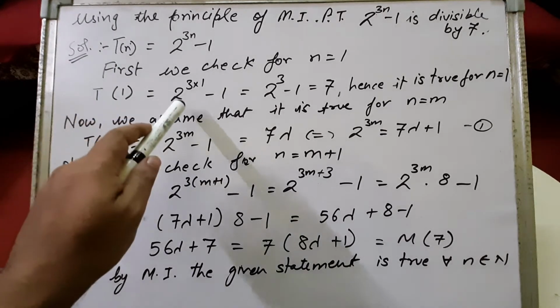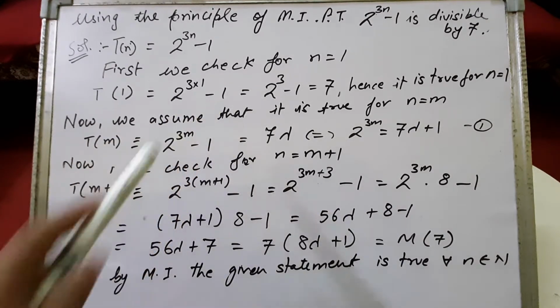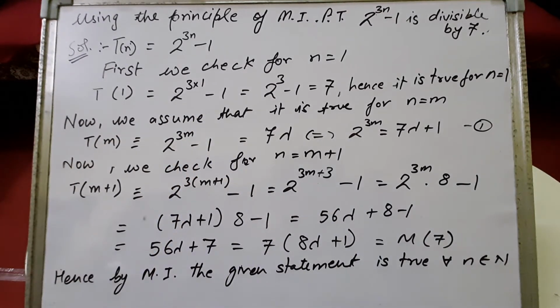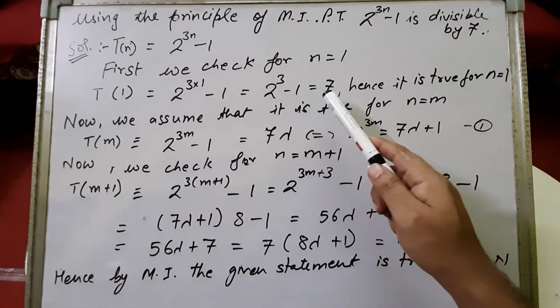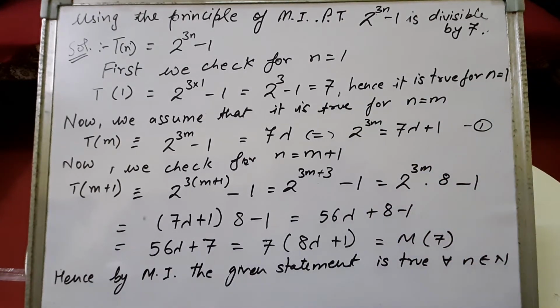So when we put n equals to 1, this will become 2 to the power 3 into 1 minus 1. It will become 2 cube minus 1. 2 cube is 8, minus 1, 7. 7 is divisible by 7. Hence, it is true for n equals to 1.